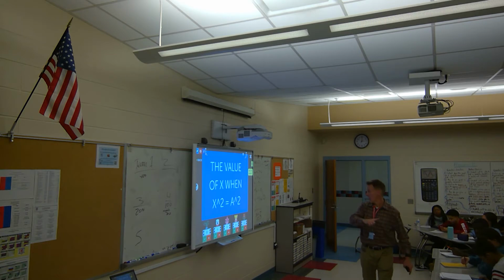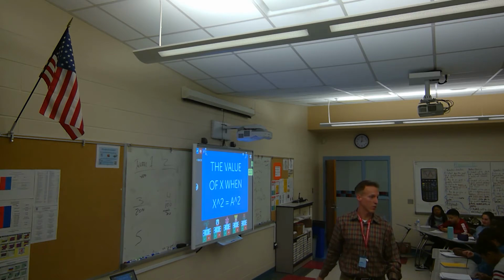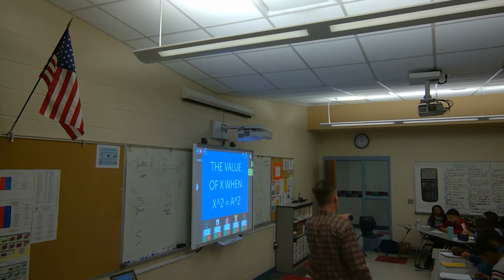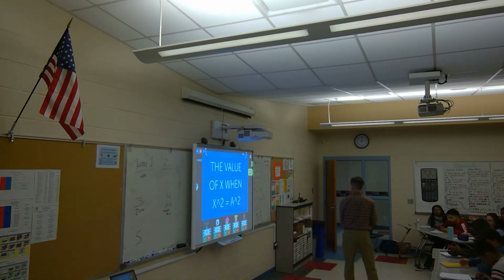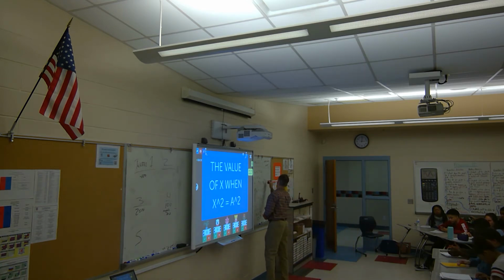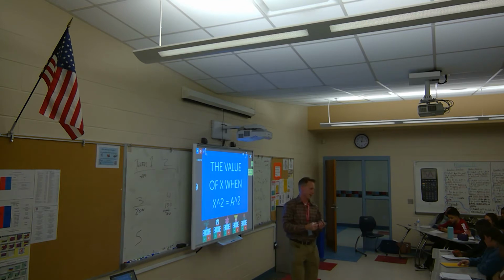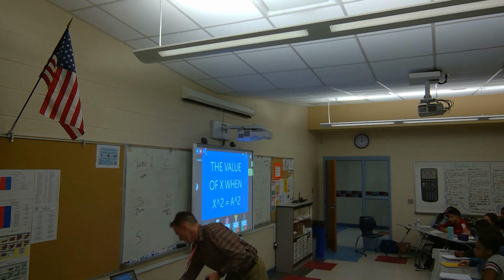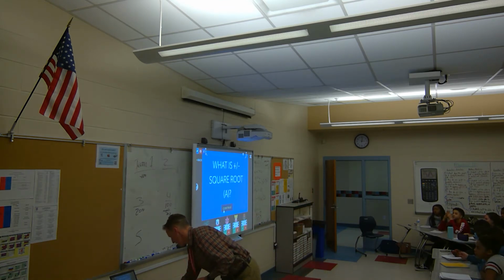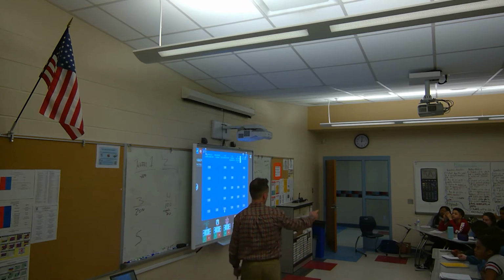Anybody? X equals, when I take the square root, what do I have to do over here, team 1? When I take the square root, if I have x squared equals a squared, and I take the square root, what do I have to put in front of it? Plus or minus, so x is plus or minus a. All right, plus or minus. This is hard. Okay, go ahead, you got the board.